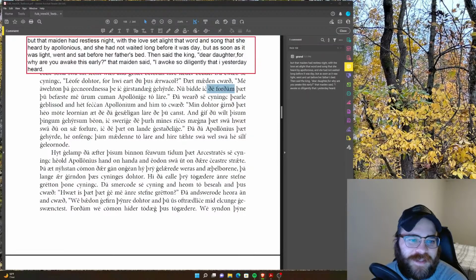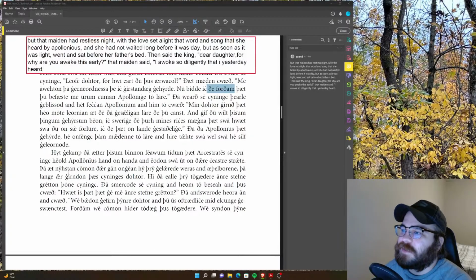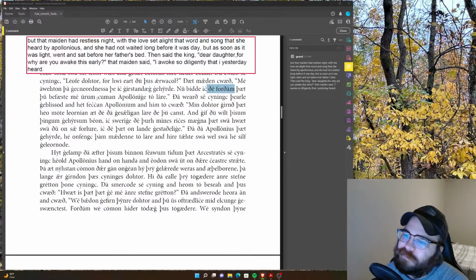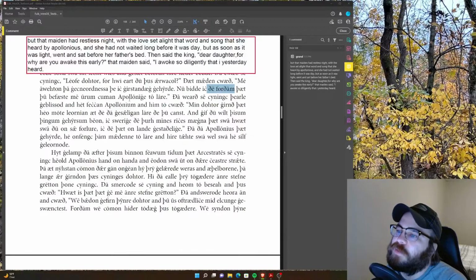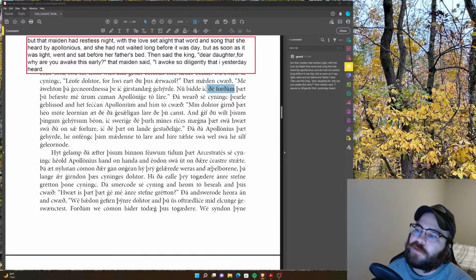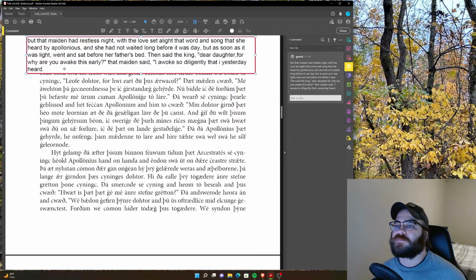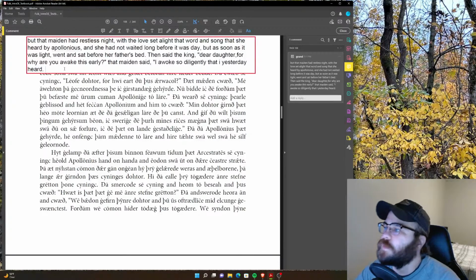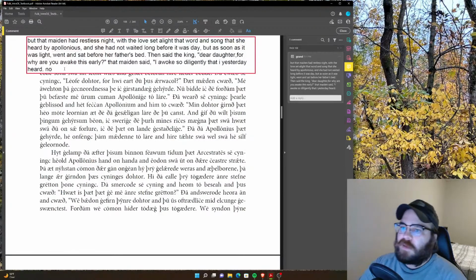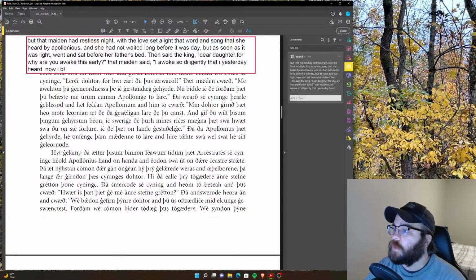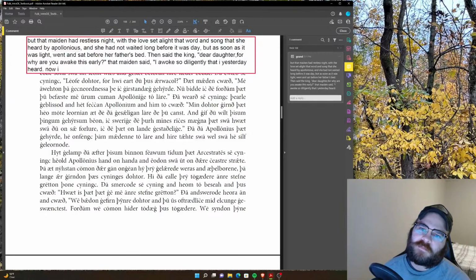Well, really? That's all it's got. But you bid me something come to learn from Apollonius. That's what it is. Now I bid. I be done.